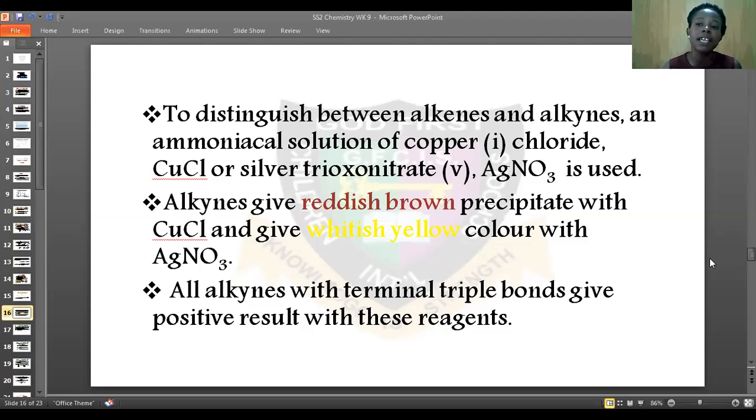So what I'm saying here is that bromine water and potassium permanganate are used to test for unsaturation. But to distinguish between alkenes and alkynes, remember both of them are unsaturated, we use ammoniacal solution of copper 1 chloride and silver trioxonitrate 5. Good. And I said again that this substance will actually give you that color with terminal alkynes. That means the alkynes that have their triple bond at the terminal.